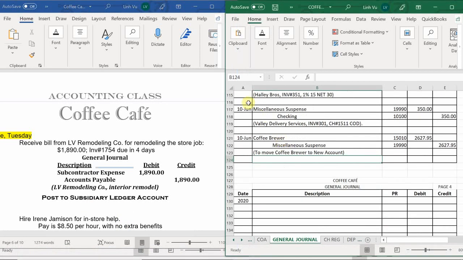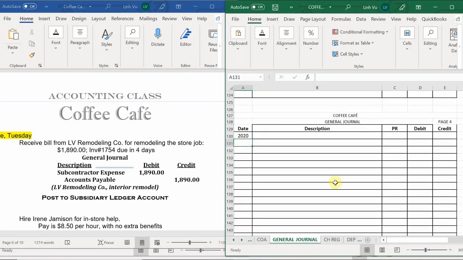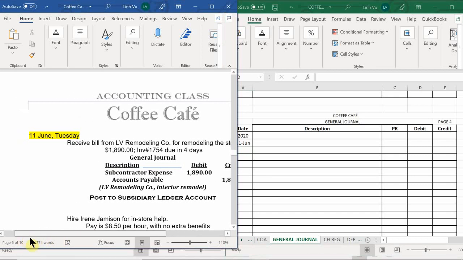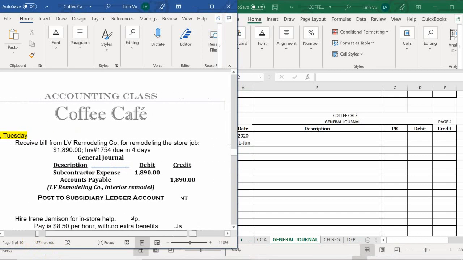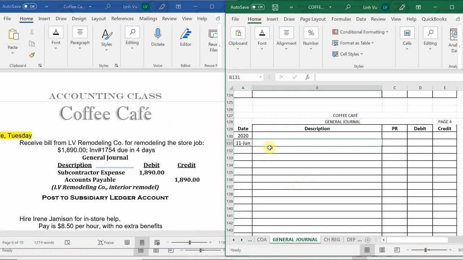Now in this case, I finished my journal here. So I'm going to start on my 4th page in the journal. Okay, I believe we're on the next day, right? We're on June 11. Yes, it is June 11. Page 4 of the journal, and then June 11. And we have a subcontractor expense. So this is the account number. Let me see.